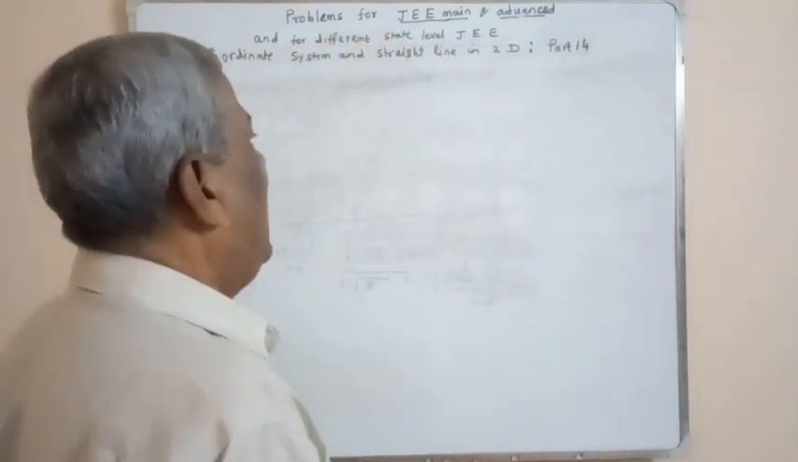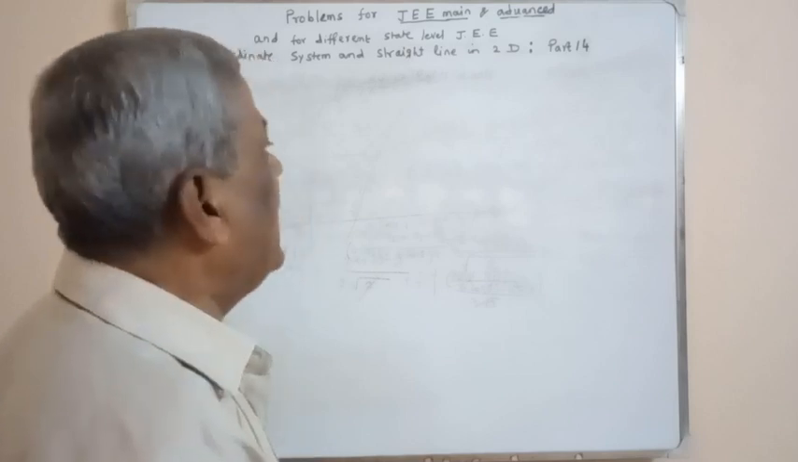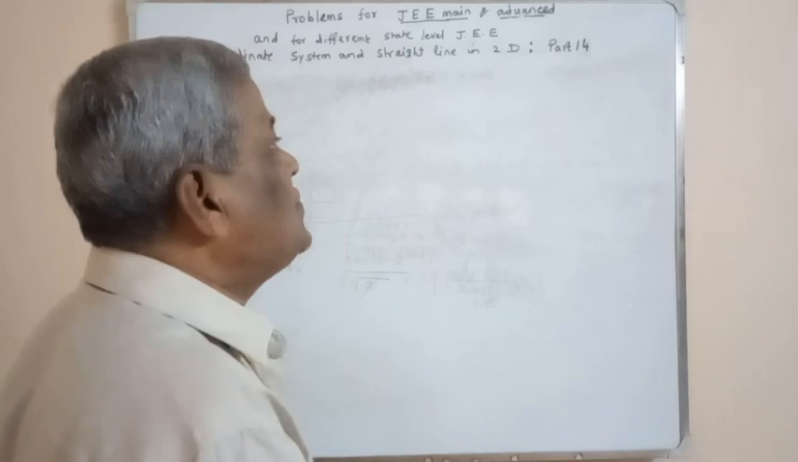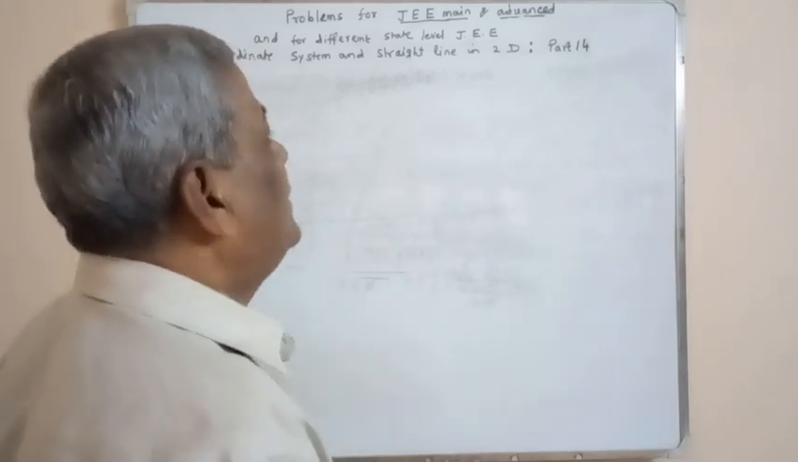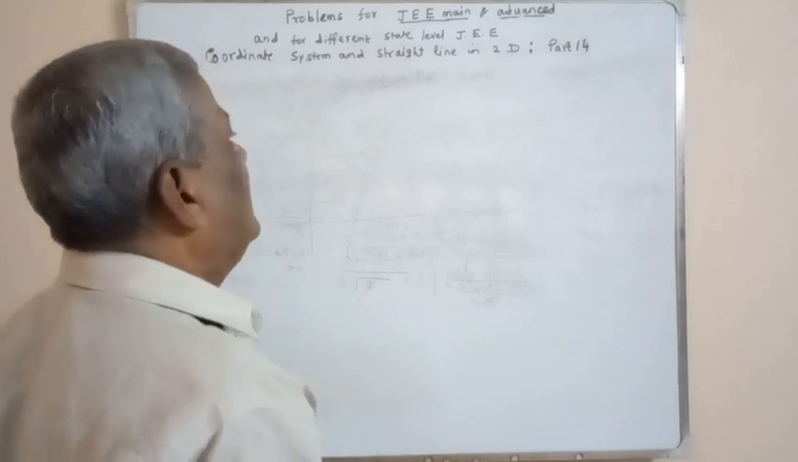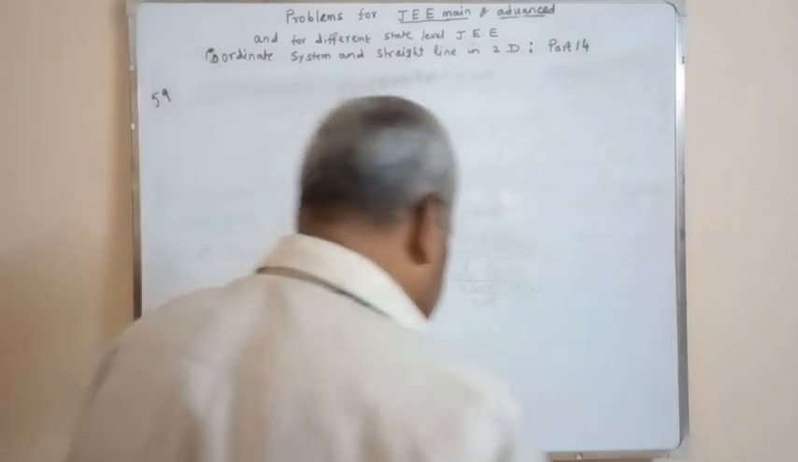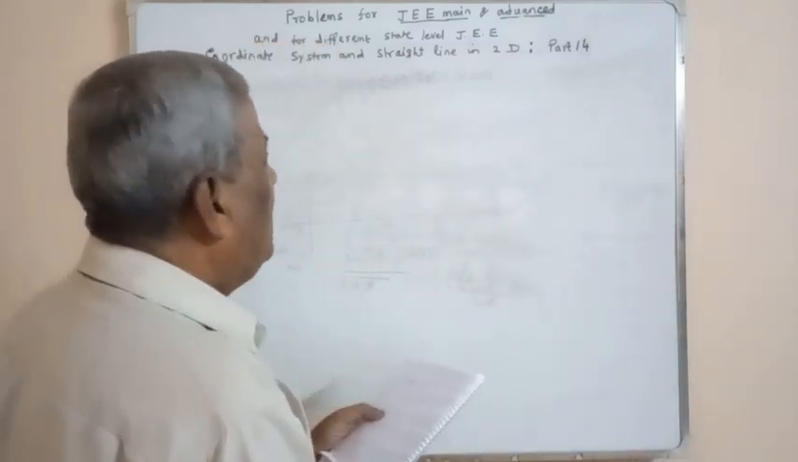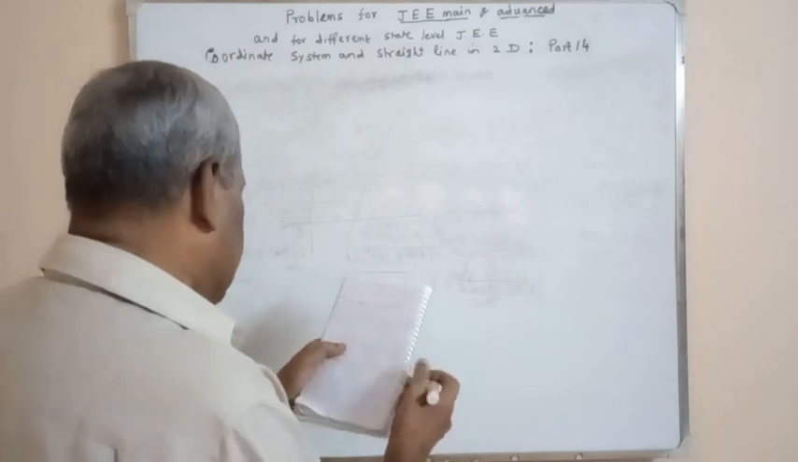Welcome. Today is part 14 of the chapter Coordinate System and Straight Lines in Two-Dimensional Geometry. And this is for preparation of JEE Main and Advanced and for different state level joint entrance examination. Today, our first problem is problem number 59 of that chapter.